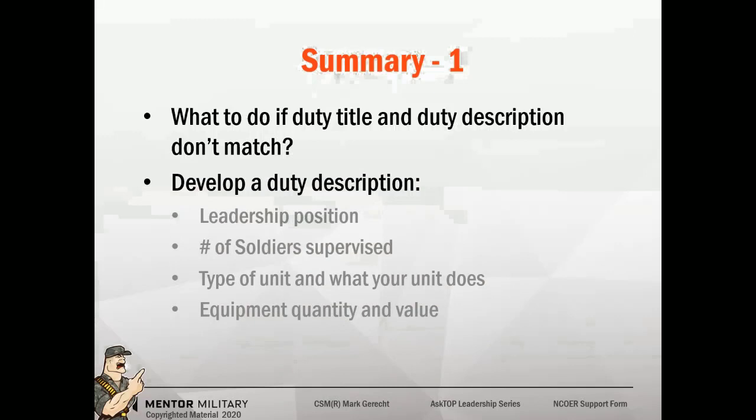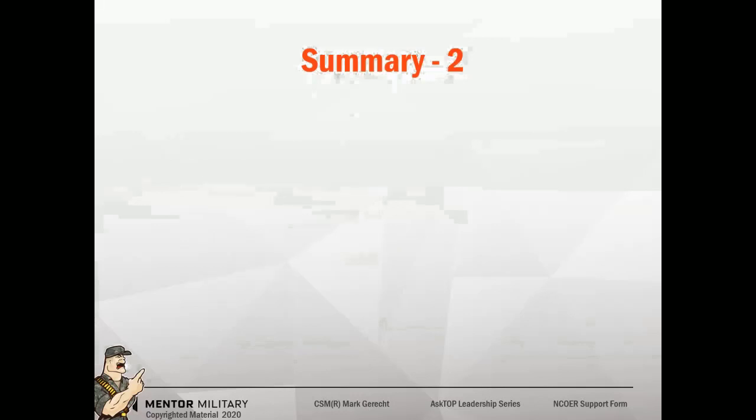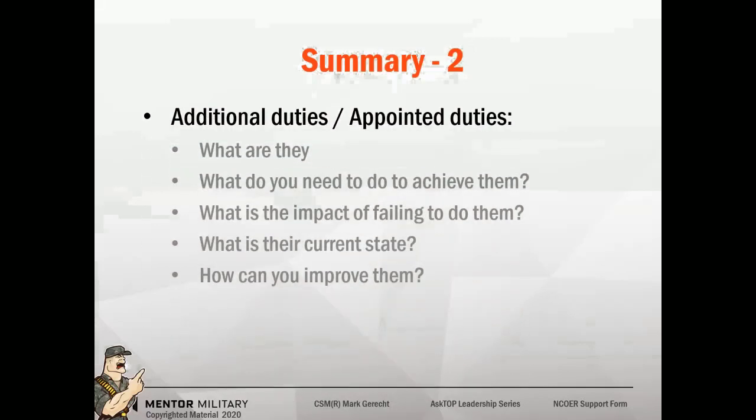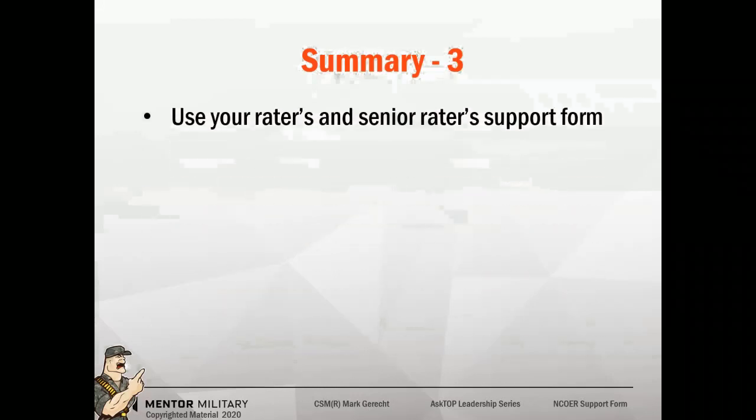Talk about the leadership position, the number of soldiers supervised, the type of unit and what your unit does, the equipment, quantity, and value. Additional duties and appointed duties. What are they? What do you need to achieve them? What is the impact of failing to do them? What is their current state? How can you improve them?